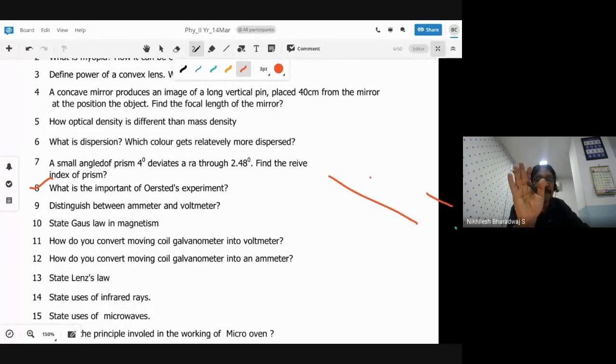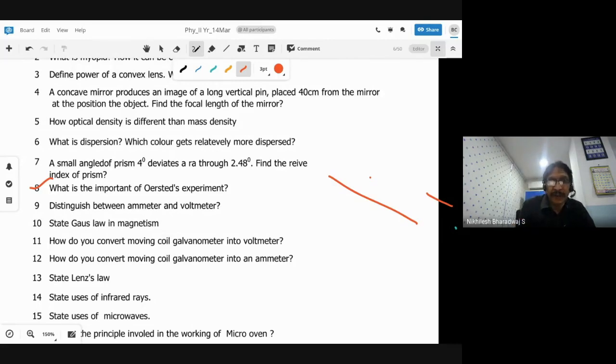Distinguish between ammeter and voltmeter means ammeter is used to measure the current in the circuit, and it should be always connected in series with the component. Component means maybe resistor, capacitor, inductor, whatever it may be. Voltmeter is used to measure the PD across the component, and it should be always connected in parallel.